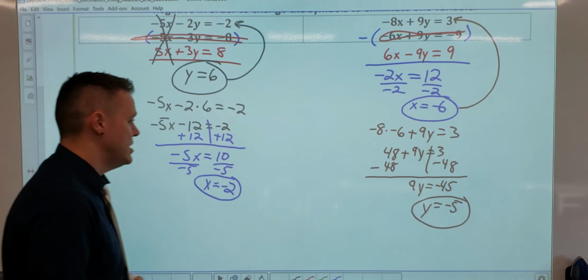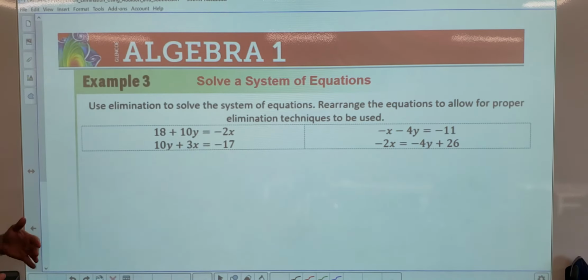Okay, make sure you guys can do this setup. It's not a difficult process, but you got to make sure you do.